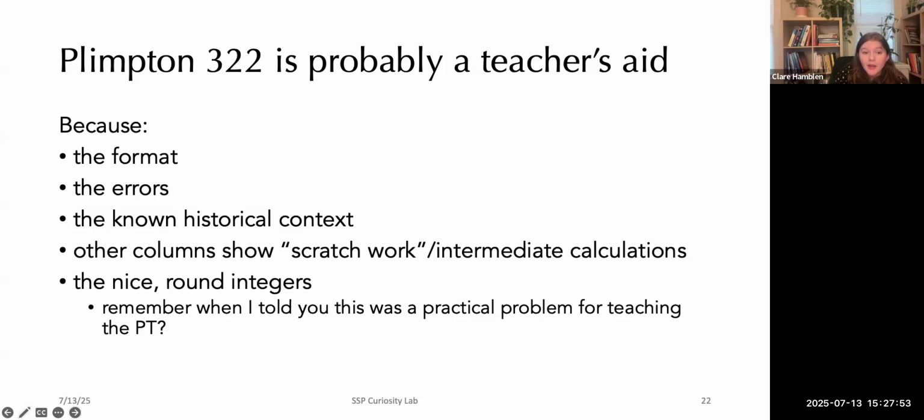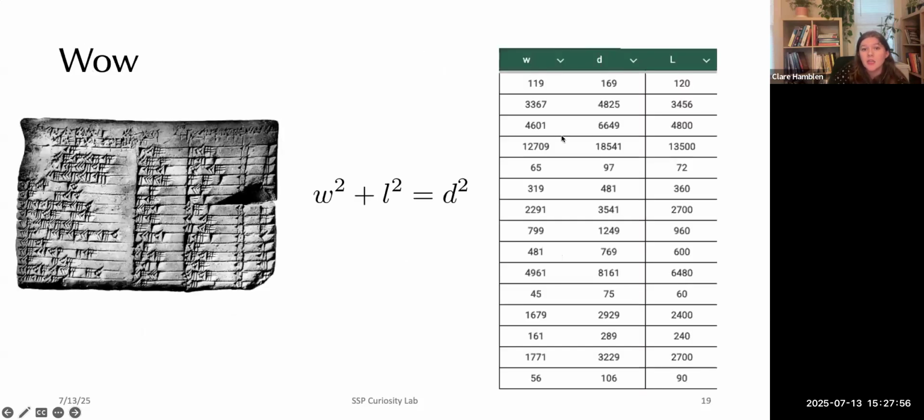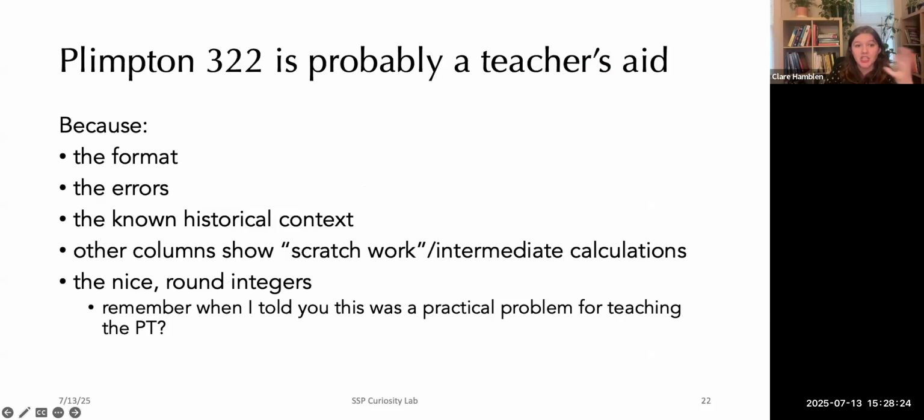So let me take you back. Where did I put it? It was here. Here are all these final values that we calculate for the missing leg using the Pythagorean equation on the two known values. All of these are much rounder, nicer values. 120 versus 119, 169. 4800 versus 4601, 6649. 600, 481, 769. The overall impression is that this was a teacher working on creating practice problems for their students or for themselves.